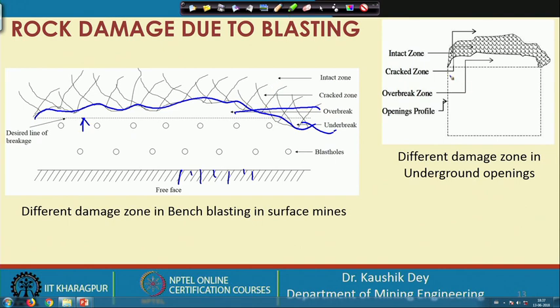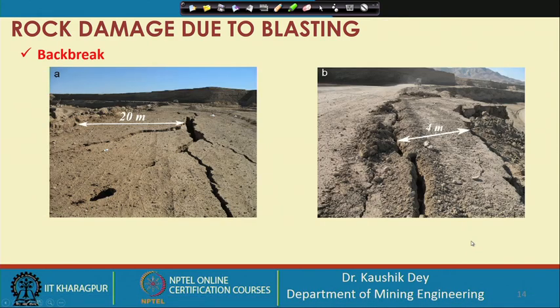Similarly, if you are considering this is the underground opening, where this is supposed to be the designated opening or the designed opening, then this is considered over break. If some part is like this way, then it will become the under break. This is the cracked part and then the intact zone part. So, this is the more or less pictorial presentation of the classification of the breakages and cracked portion in surface and underground cases. Here you can see the photographs where the back break and end break occurs.